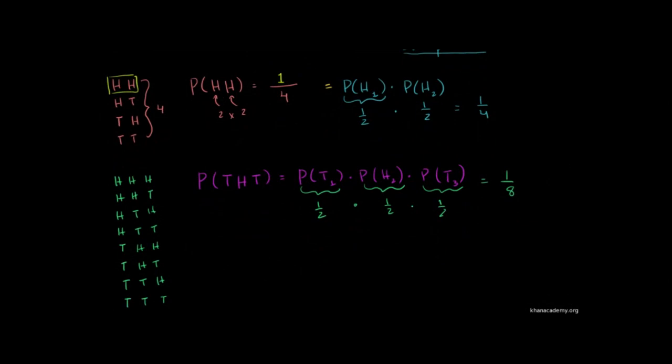And what we see here is that we got exactly 8 equally likely possibilities. Tails, heads, tails is exactly one of them. It is this probability right over here. So it is one of 8 equally likely possibilities.